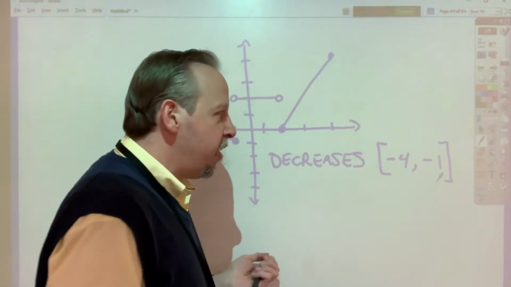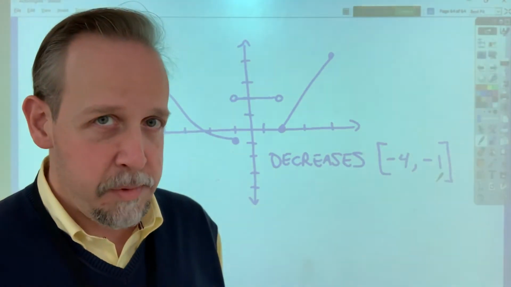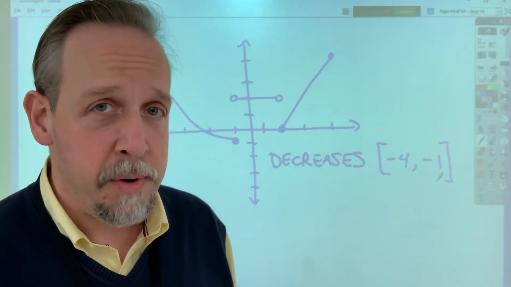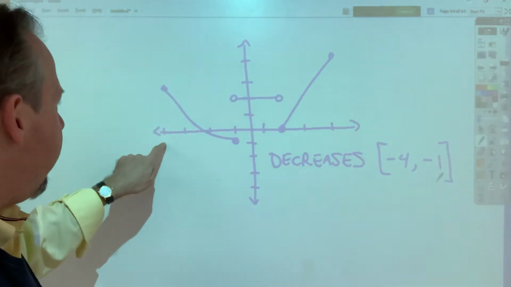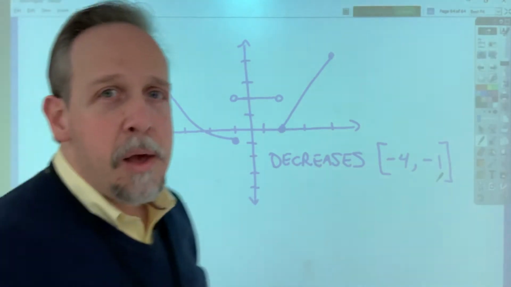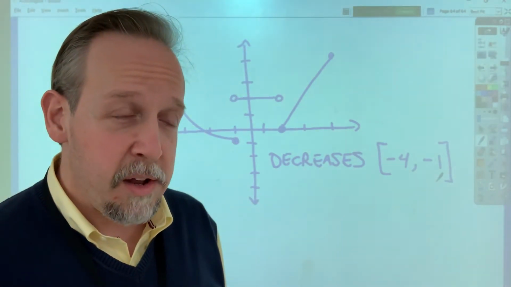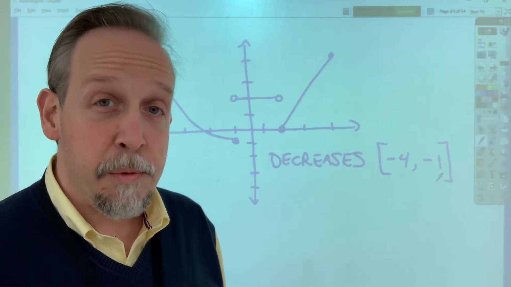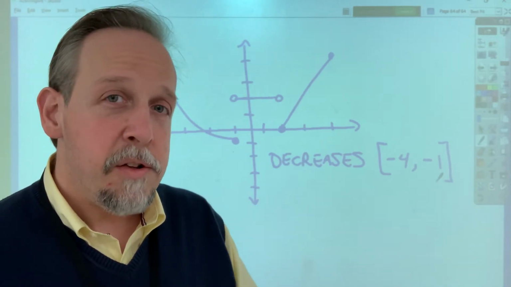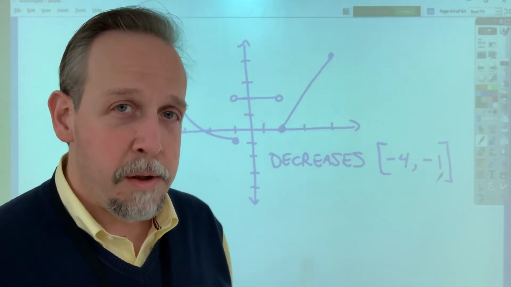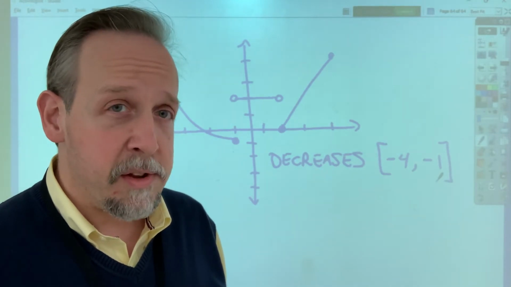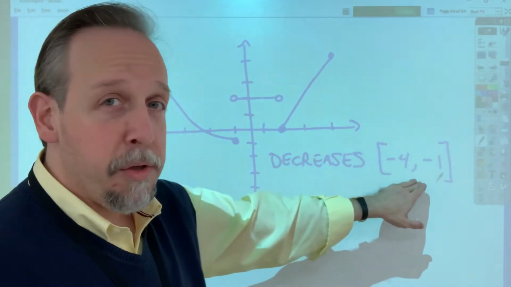Now please understand, that's not a coordinate. It's not the coordinate (-4, -1), because that's a dot right there, and that's not even on my function. What it's telling you is that along the function from a domain value of -4 to a domain value of -1, our function is decreasing. Decreases along that interval.